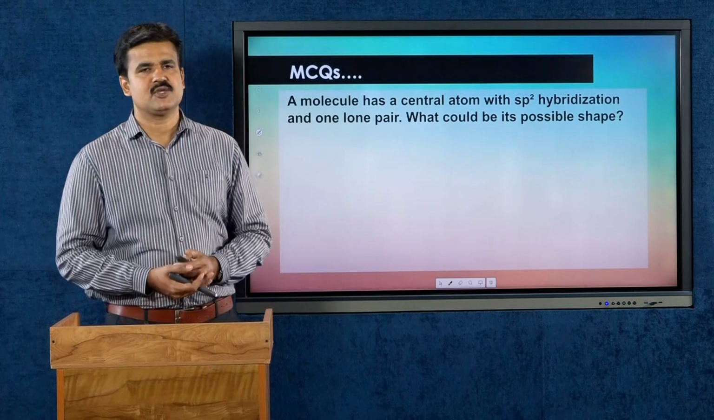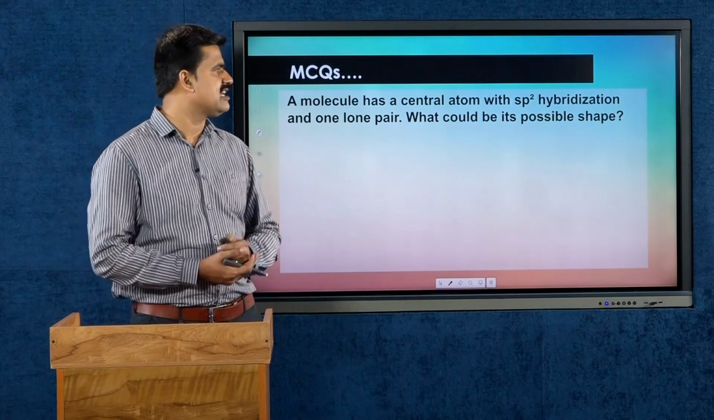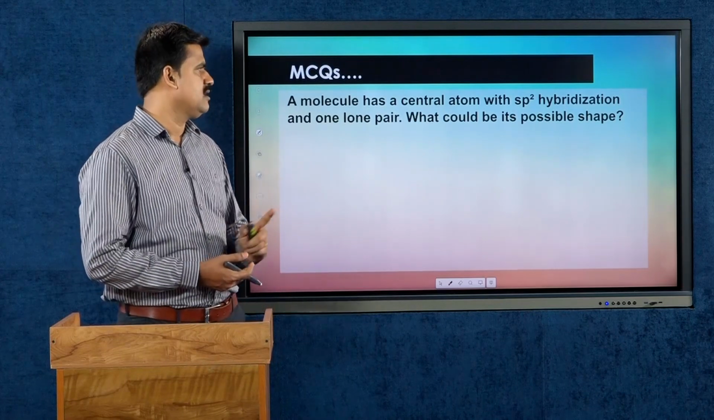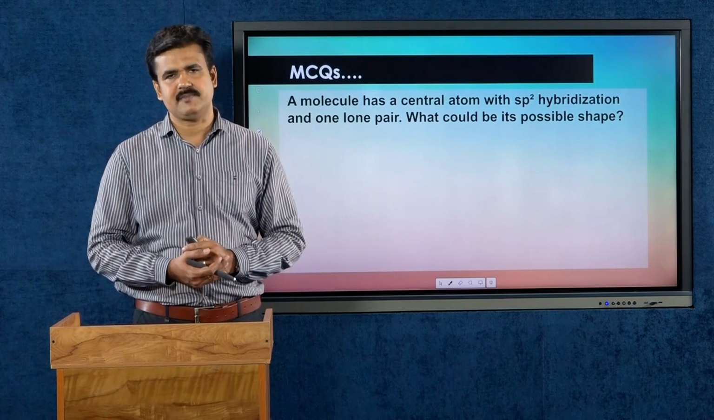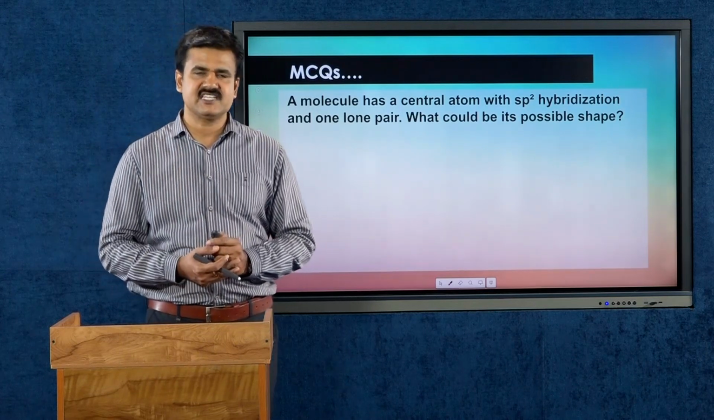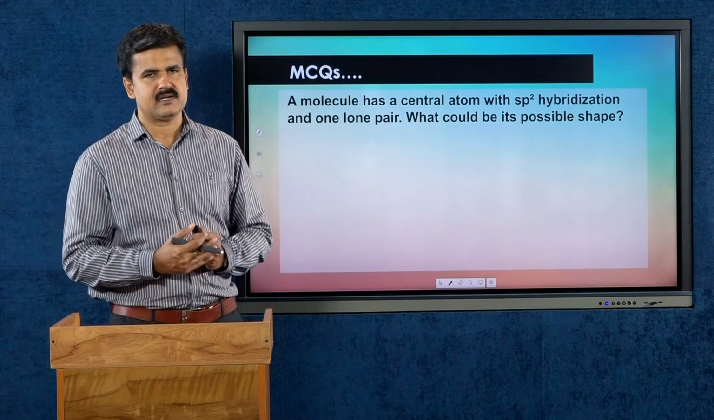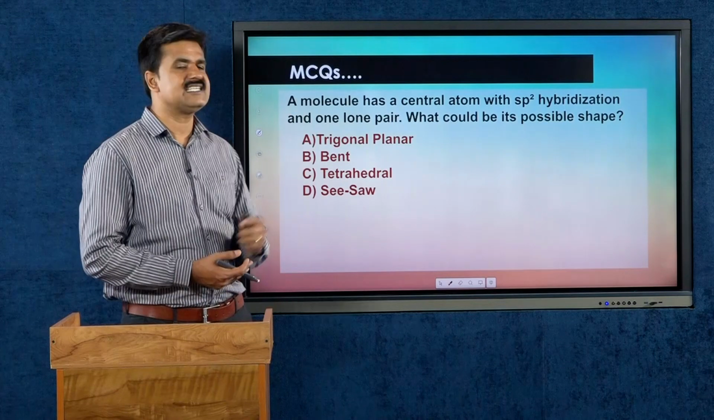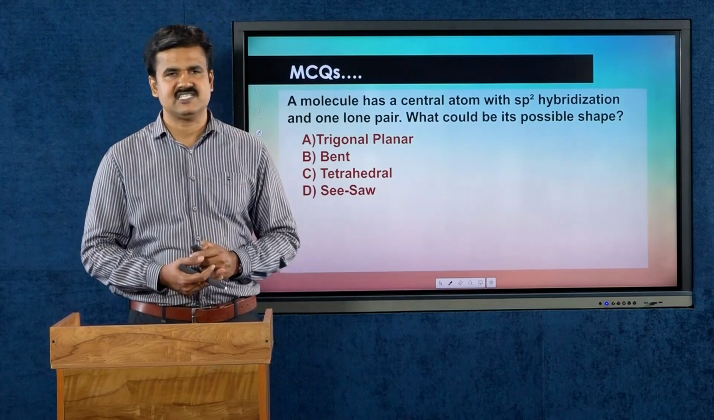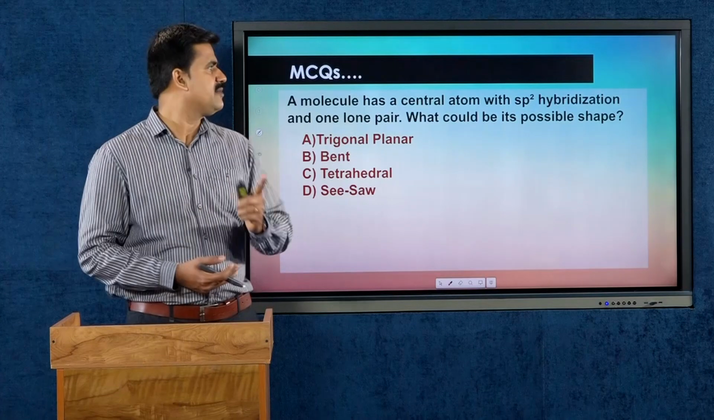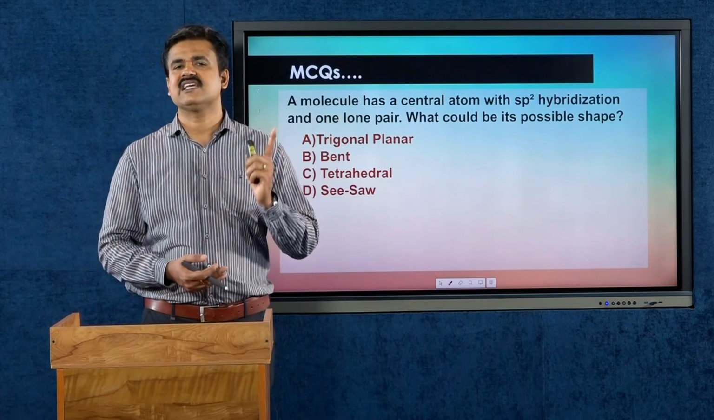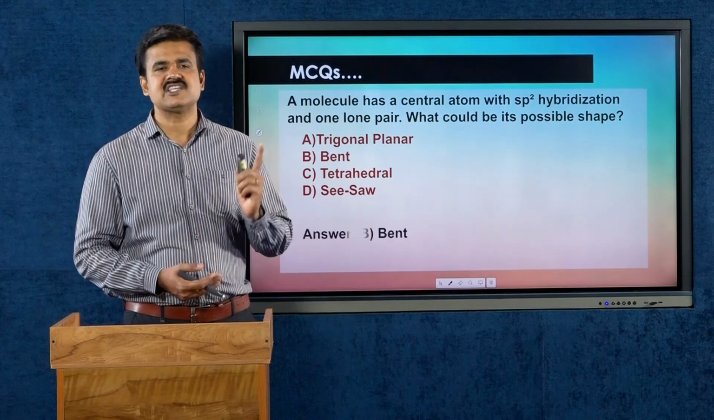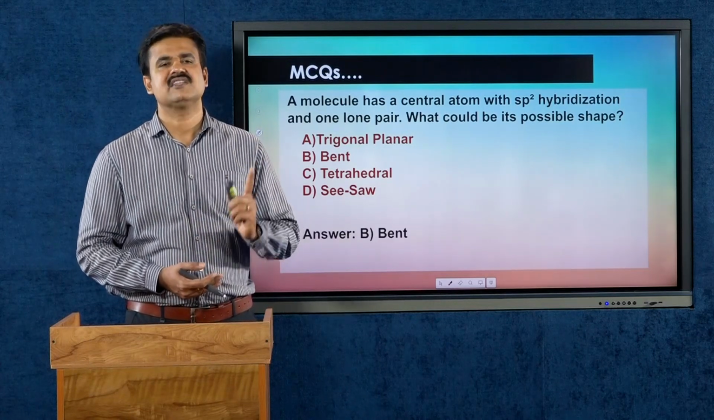Now another MCQ: a molecule has a central atom with sp2 hybridization and one lone pair. What could be its possible shape? It should be noted that whenever you are mentioning the shape, you have to exclude the lone pair. And these are the options. Option A, trigonal planar. Option B, bent. Option C, tetrahedral. Option D, seesaw arrangement. And it should be noted that the hybridization is sp2 and there is one lone pair also. So, the shape of the molecule will be option B, that is bent.